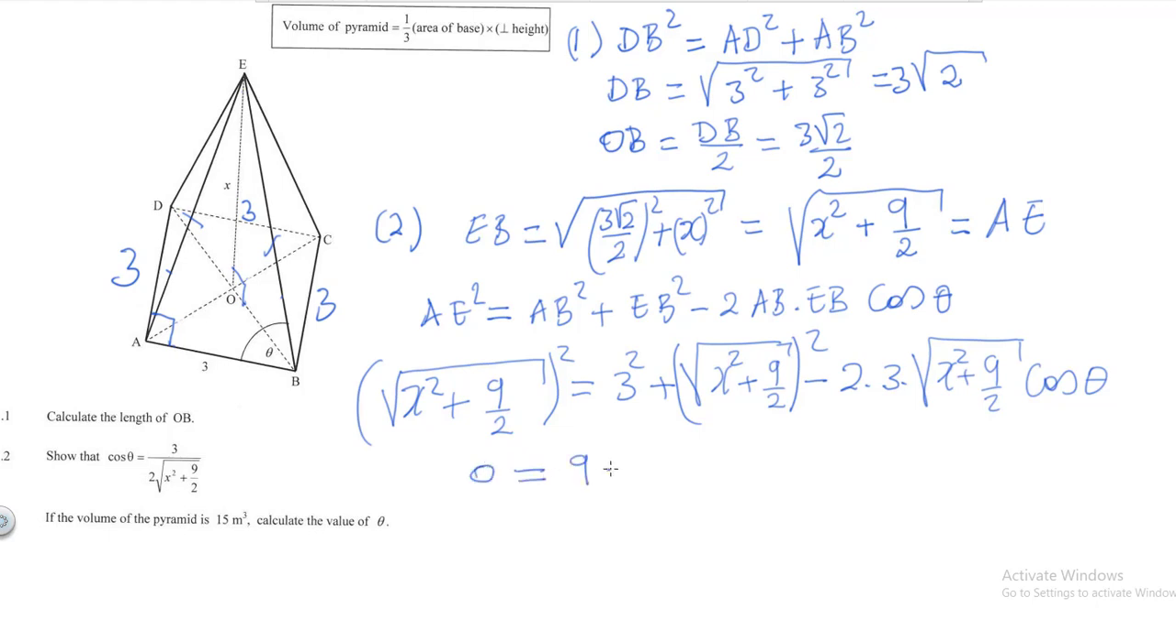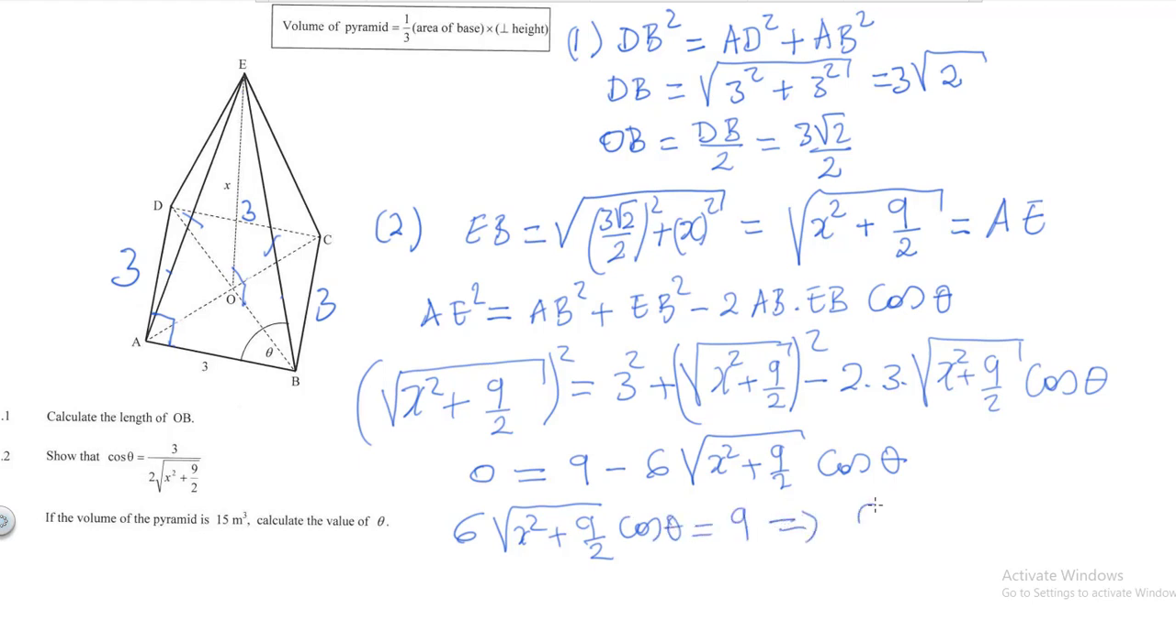And here we have a 9. And here we have a 6 square root of x squared plus 9 over 2, and then we have cos theta. Remember, if you minus both sides by the same thing, or when you transpose this side, it will be minus. So we'll cancel these two. So now, because this side we have a minus, we can transpose this side. We'll have 6 square root of x squared plus 9 over 2 cos theta equal to 9.